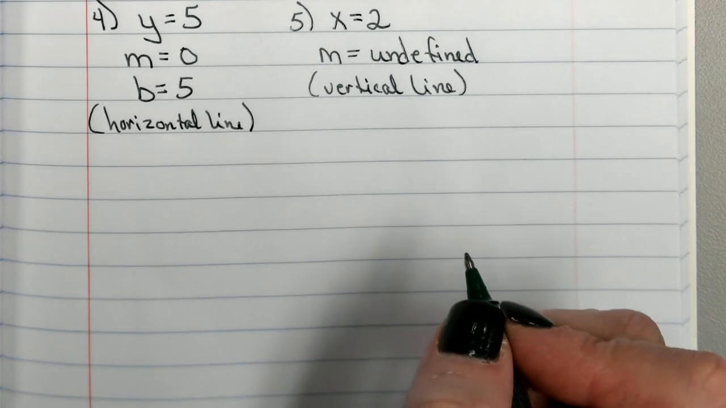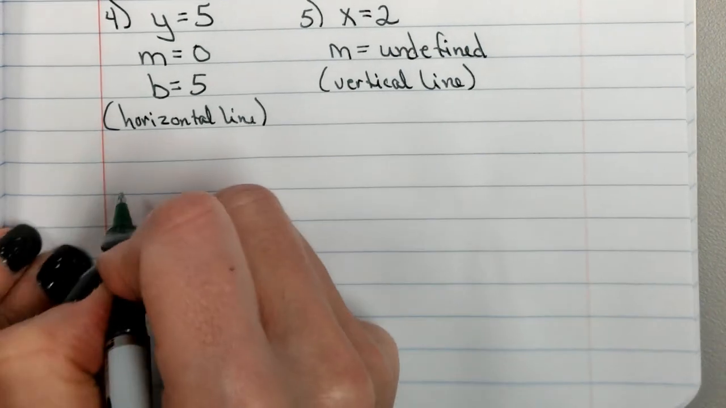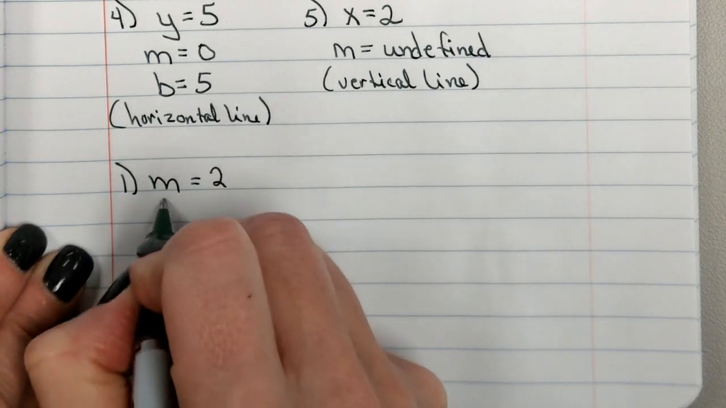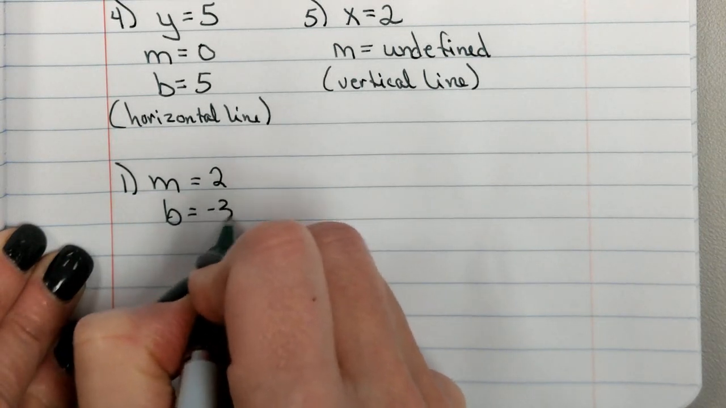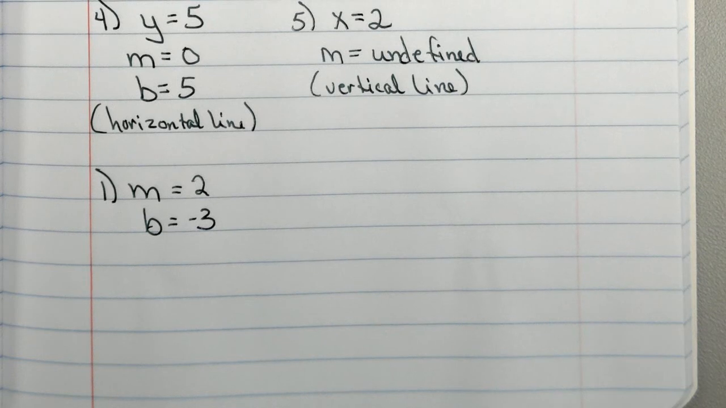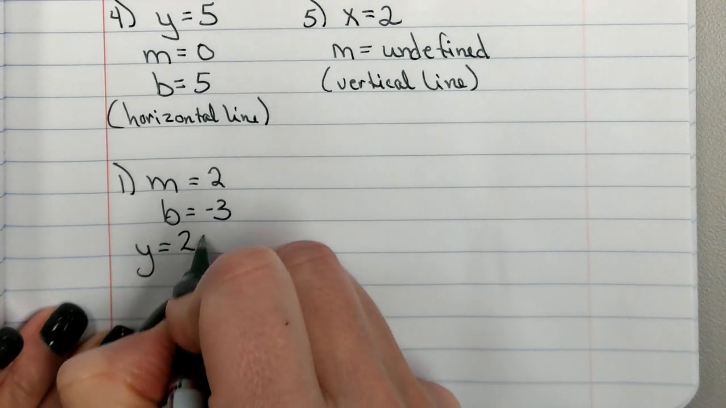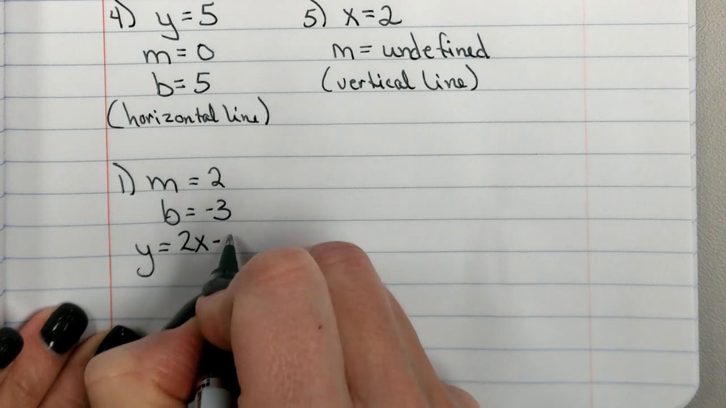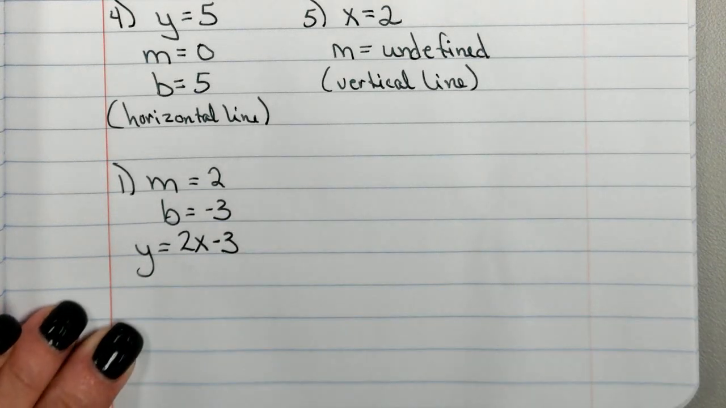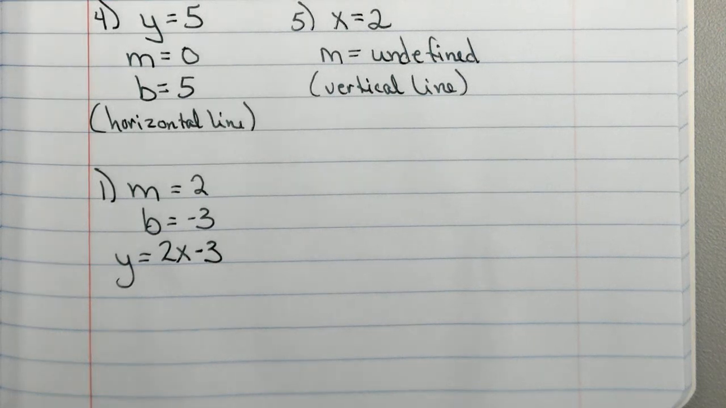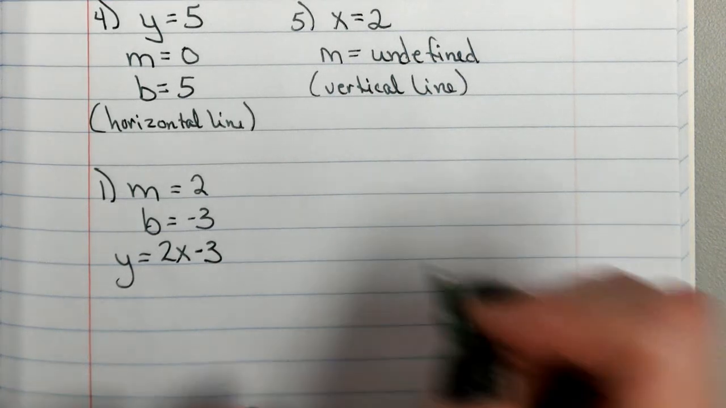Now, what if I give you the pieces, could you write the equation? Yes. Sure. What would your equation be? Y equals 2x minus 3. Good. You could put plus -3, but minus 3 is the same thing, and you wouldn't see plus a negative if it was multiple choice.